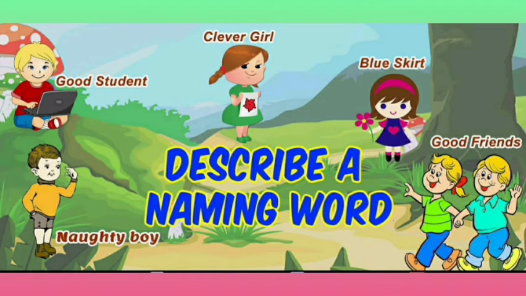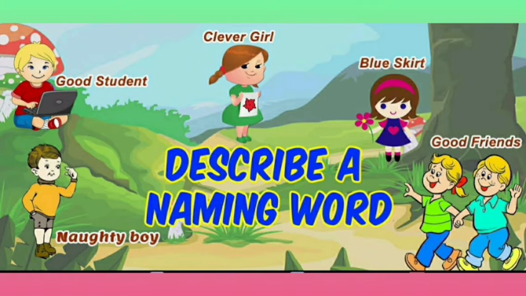I am going to give you one hint that you can see on the screen. Describe a naming word. I hope you have guessed what we are going to revise in this video. We are going to revise a topic that will help us describe a naming word. Naming word means nouns. You can see some examples here: good student, naughty boy, clever girl, blue skirt, good friends.